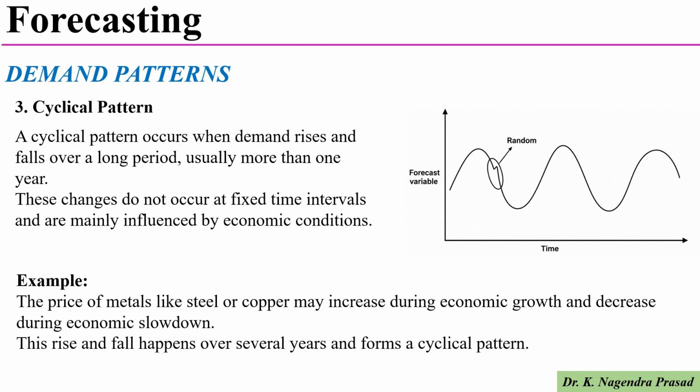A cyclical pattern occurs when demand rises and falls over a long period, usually more than 1 year. These changes do not occur at fixed time intervals and are mainly influenced by economic conditions. Let's see one example. The price of metals like steel or copper may increase during economic growth and decrease during an economic slowdown. This rise and fall happens over several years and forms a cyclical pattern.